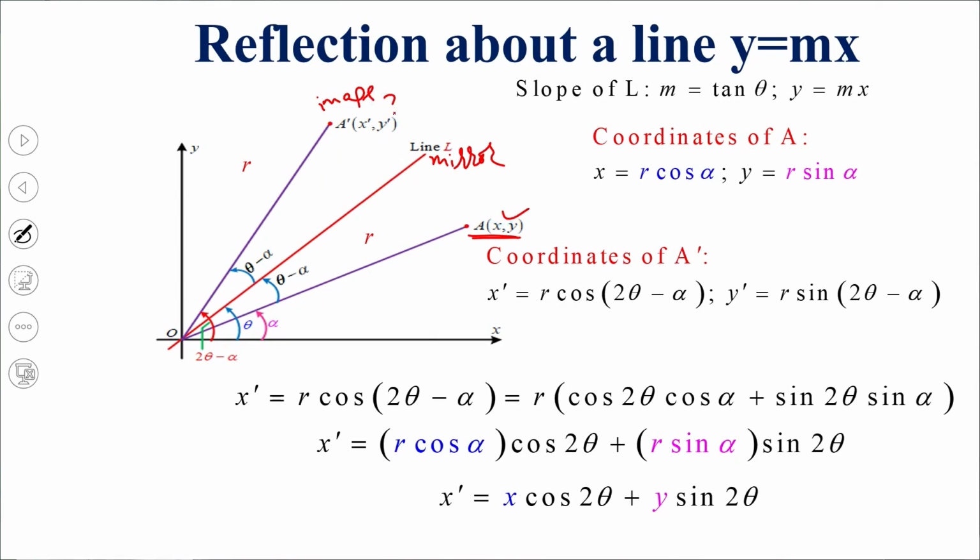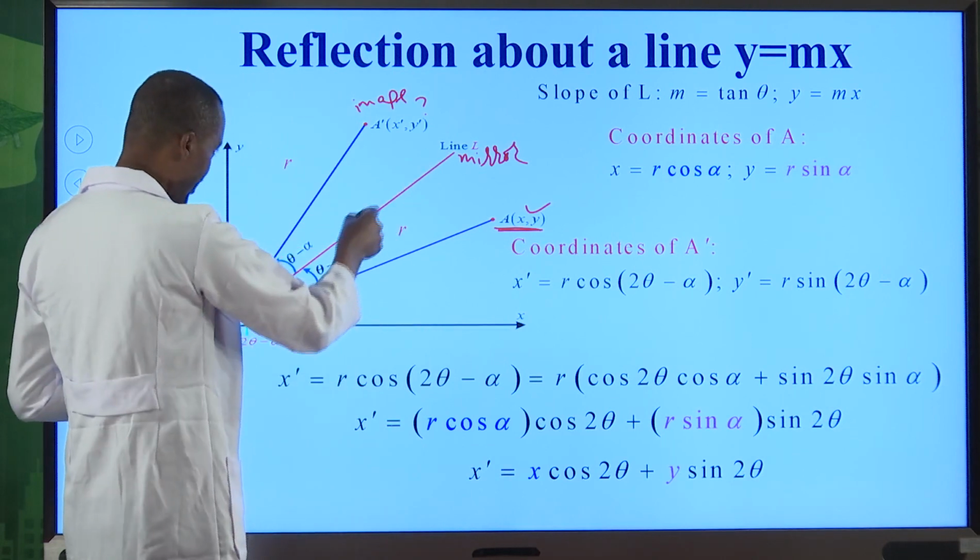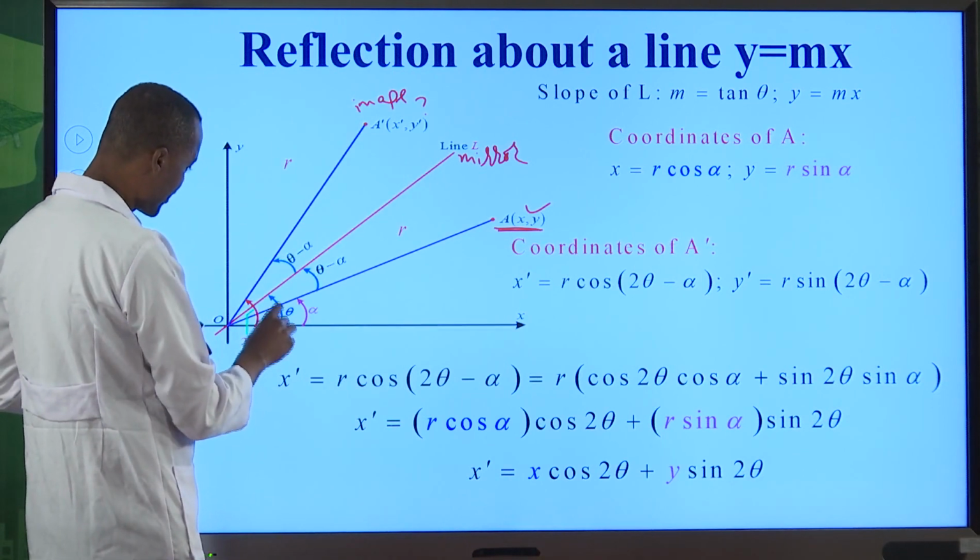And here are the formulations. The slope of such a line, m, is always given by the tangent of the angle, because this red line that you see is at an angle theta.